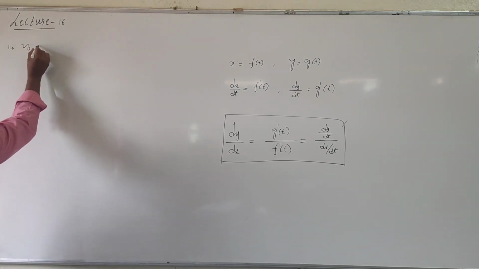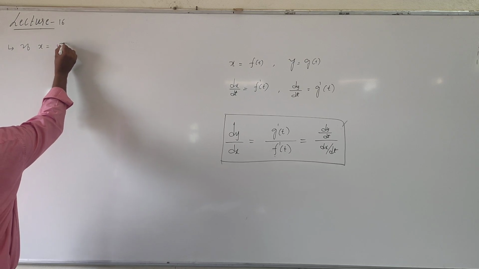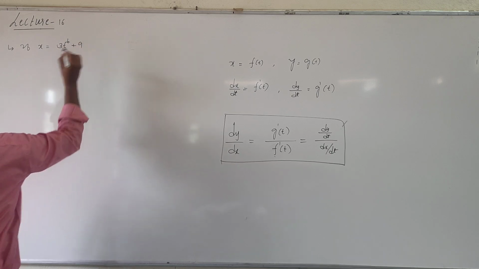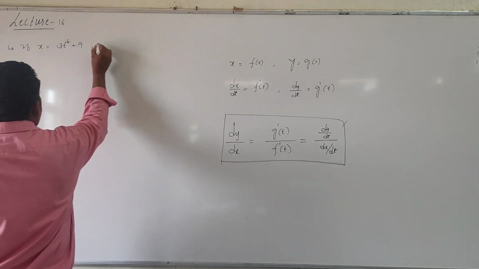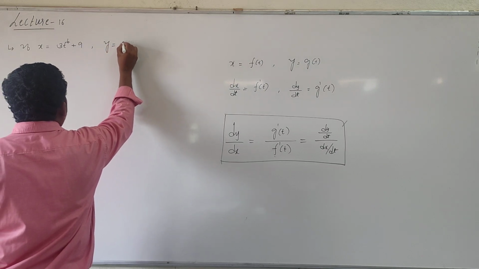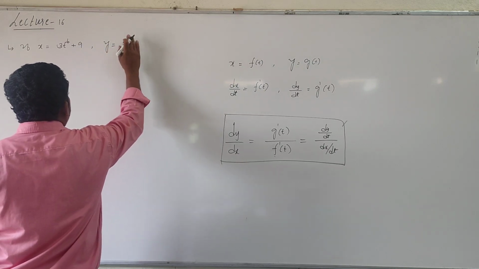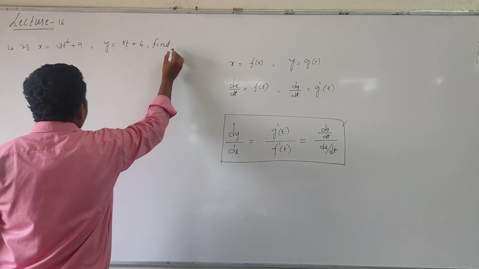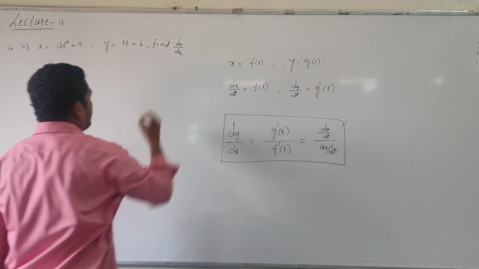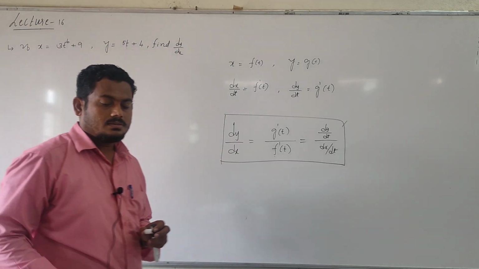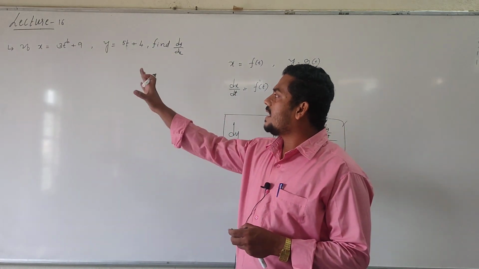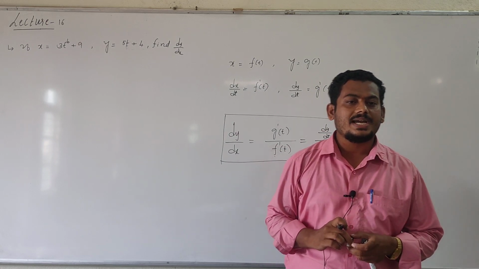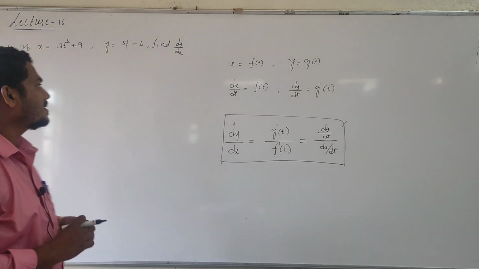First problem, if x is equal to 3t power 4 plus 9, y is equal to 5t plus 4, find dy by dx. Here both x and y are given in terms of t. Our requirement is to find the derivative, meaning dy by dx.